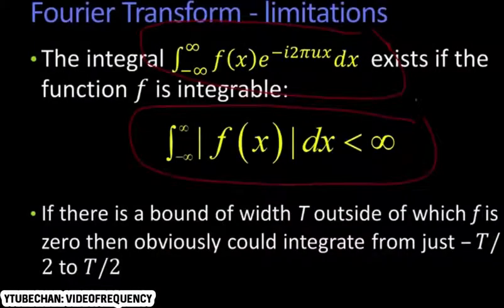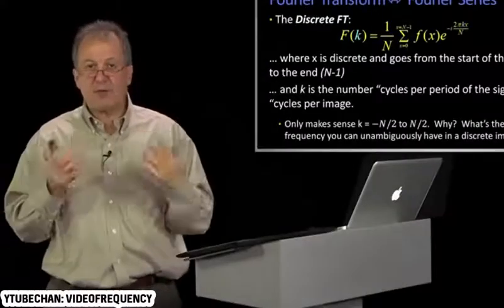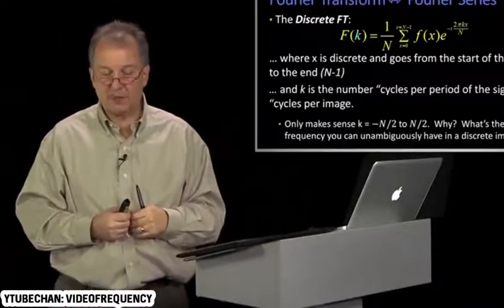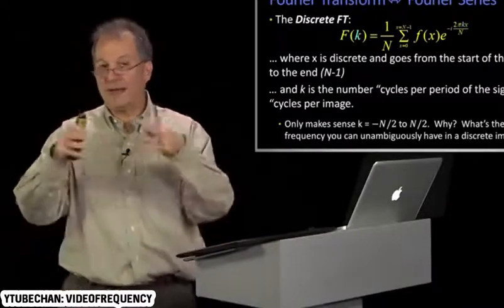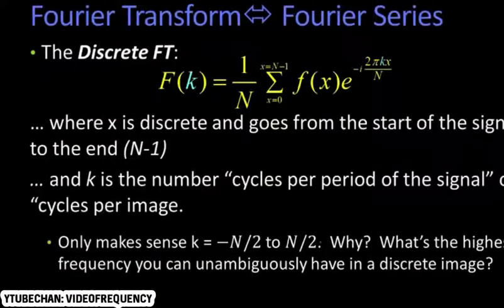In fact, let's get to that right now. Obviously, if there was a bound of width t, so if my entire function fell within t, then I could just integrate from negative t over 2 to plus t over 2. That would be the entire integral. And that's going to lead us, at least in my twisted mind, to the notion of the discrete Fourier transform. The discrete Fourier transform is what we have to do when we want to start doing things in computers, because after all, we don't have continuous signals, we only have discrete values. So the discrete Fourier transform is written as this.